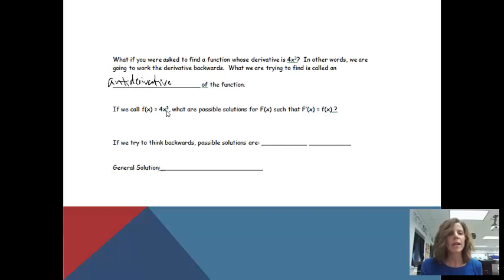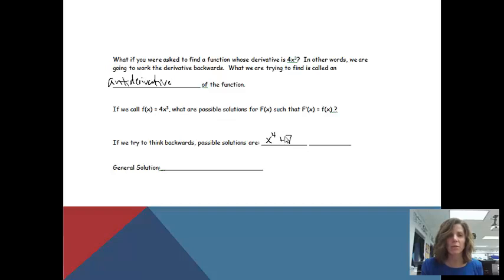If we call f of x 4x cubed, let's find out what are some possible solutions for f of x such that f prime of x equals f of x. What that's talking about is, can I come up with a function so that when I take the derivative of it, I'll end up getting 4x cubed? I will just list a couple choices. Let's say I had x to the fourth plus 7. The derivative of x to the fourth plus 7 would be 4x cubed.